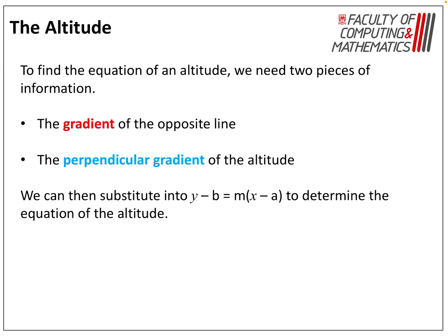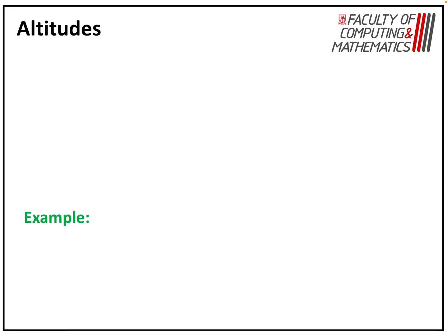Right, so last one, altitudes. So always think perpendicular height when you think altitudes. The example I usually give in class is, imagine you're standing at the top of Ben Nevis and you drill a hole all the way down. You're going to hit it at a perpendicular angle. Okay, and that's what it is. You find the gradient of the opposite line, you find the perpendicular gradient, and then you substitute it in. Again, 3 steps, so 3 marks.